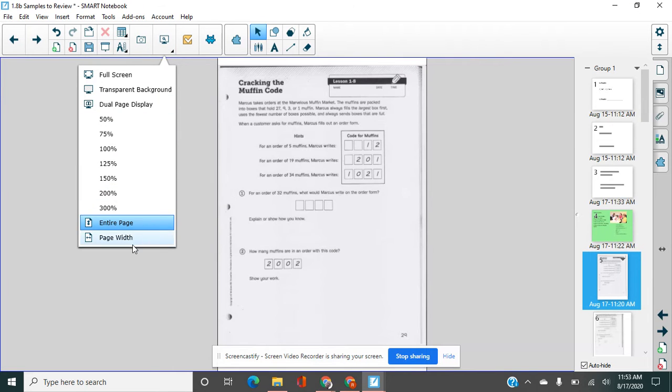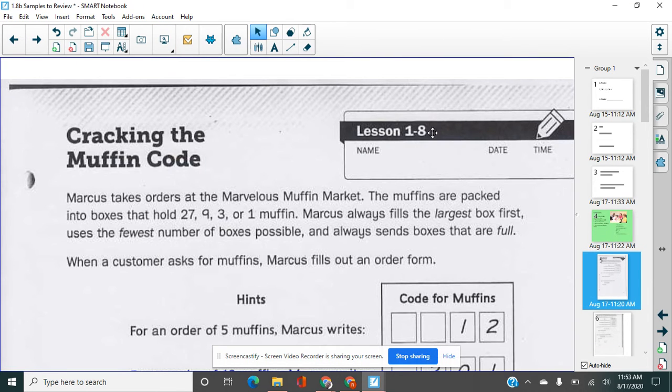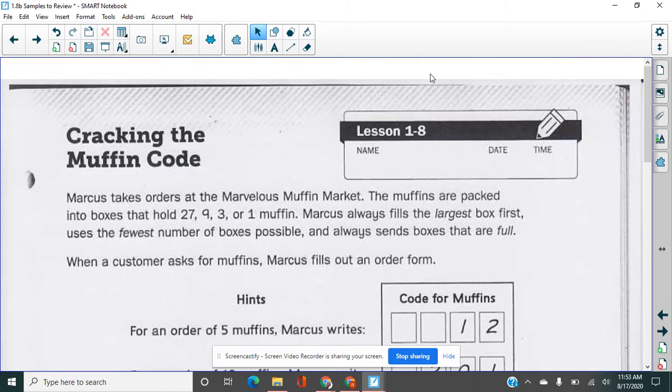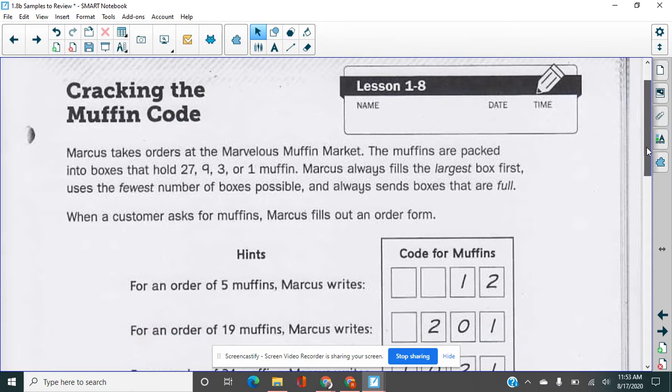Hello, fourth graders. Welcome to the second day with lesson 1.8, right? Remember, you either have this screen up so that you can see it, or you have this printed out. So it was up to you. Okay. And we worked with all of our muffin codes.